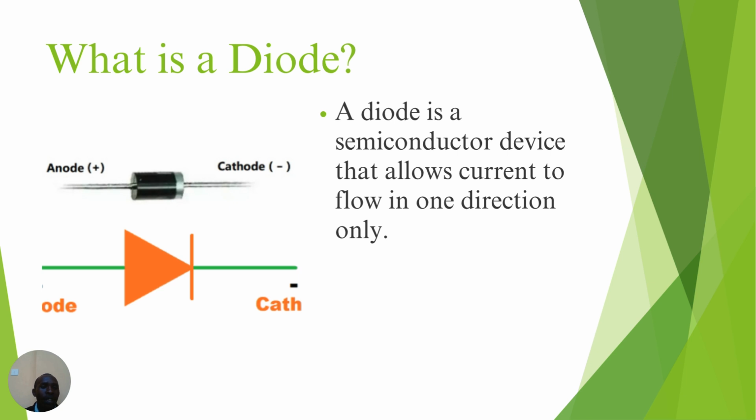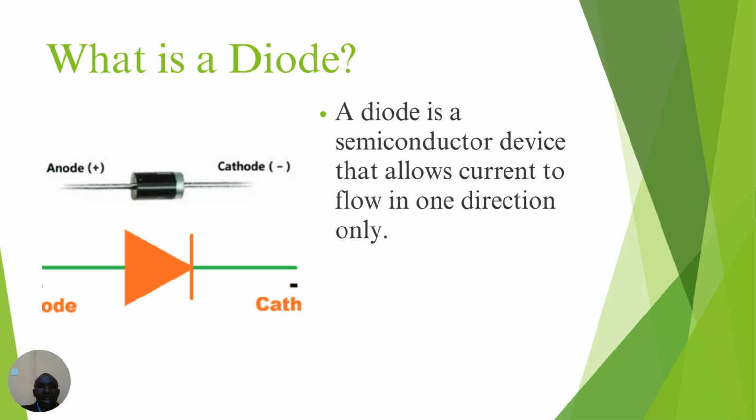So at the anode is where we connect our positive terminal, and at the cathode, we connect our negative terminal. So if you connect the negative terminal at the anode, which will be vice versa, the diode will not conduct or will not allow current to flow.